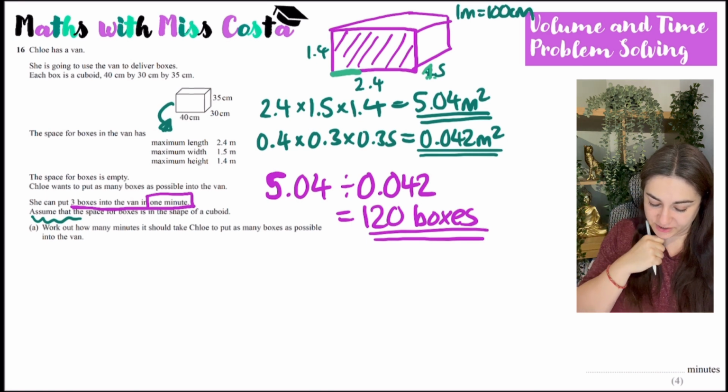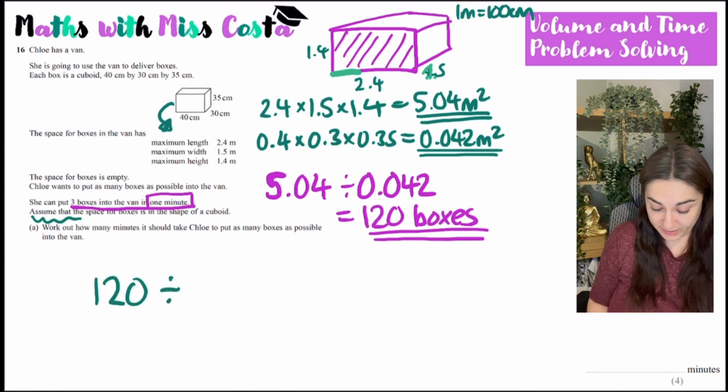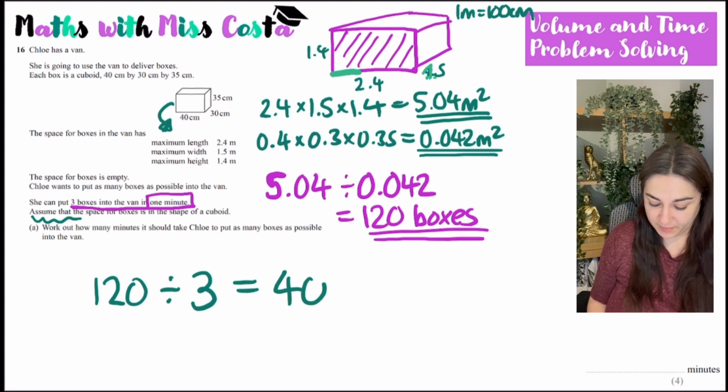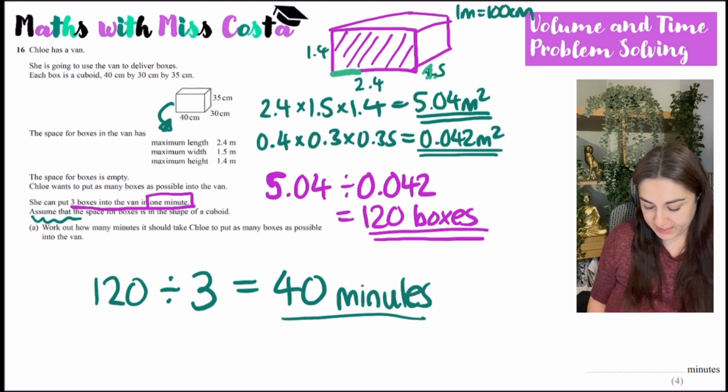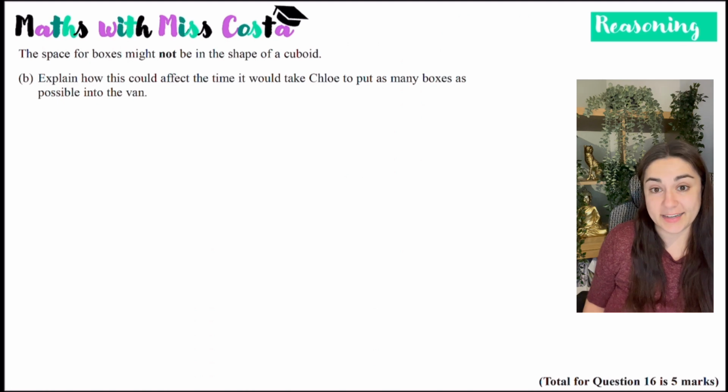Work out how many minutes it should take Chloe to put as many boxes as possible. So I know she can fit a max of 120 boxes, and I know per minute she can fit 3 boxes in. So I do 120 divided by 3, which is 40. So it would take her 40 minutes to fit all of the boxes into the van.